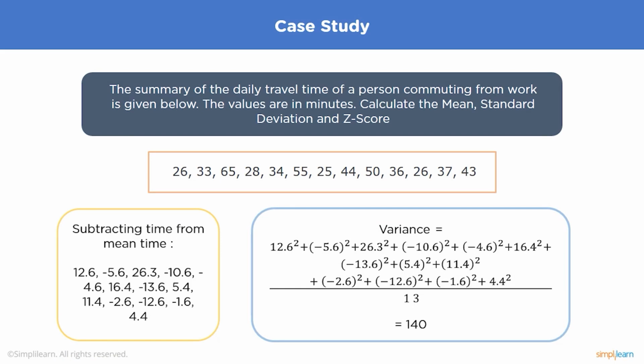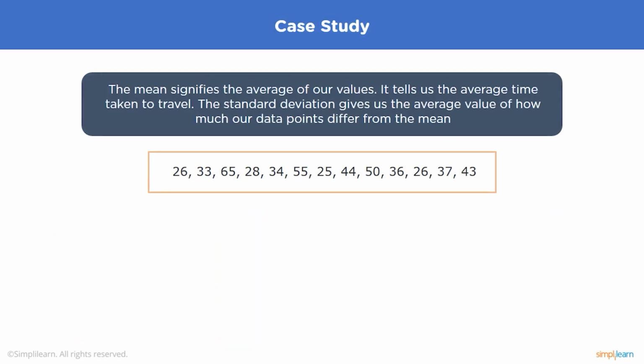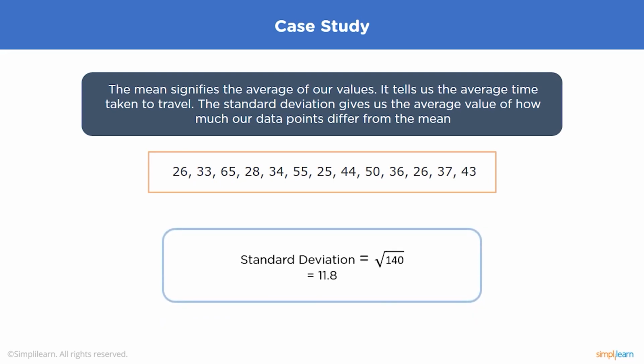Next, let's subtract the individual values from our mean and calculate the variance and standard deviation. The values on the left give us the values that we get after subtracting it from the mean, and the variance can be calculated by squaring all of these values, adding up all of the squared values, and dividing it by the total number of values. At the end of the day, we get a variance of 140. To calculate the standard deviation, all we have to do is take a square root of the variance, which gives us a value of 11.8.